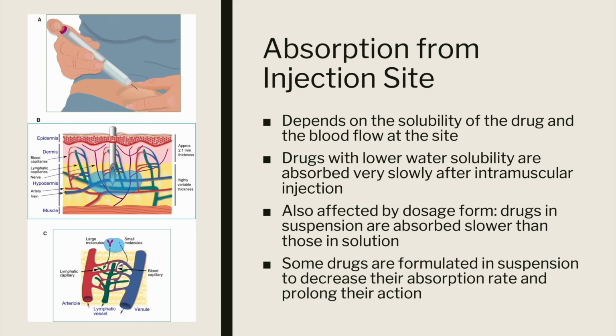When something is absorbed from an injection site, whether we're injecting into our arm or our stomach or our mouth, absorption is going to depend on the solubility of the drug as well as the blood flow at the site. Drugs with a lower water solubility are absorbed really slowly after an intramuscular injection. This is also affected by the dosage form.